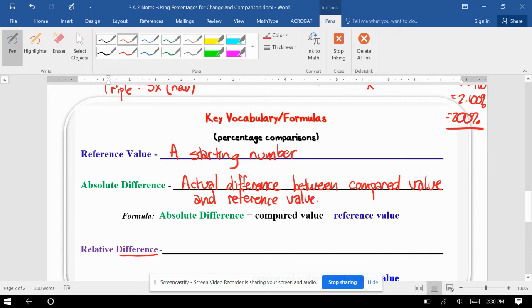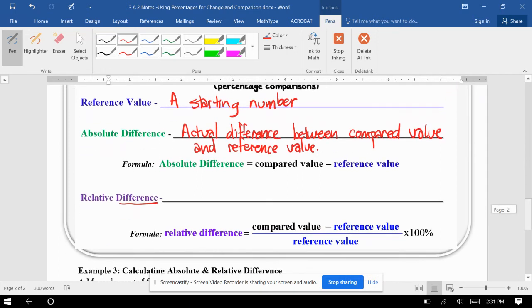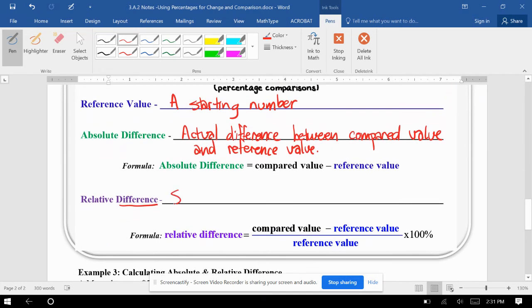Okay. So you'll see it's pretty much the same formula as the front. Relative difference is the size of the absolute difference, just like the front, except instead of saying absolute change, it'll say absolute difference here. Absolute difference in comparison to the reference value. So again, you're probably still like, I don't get why this is different, right? But again, we're comparing two different things.